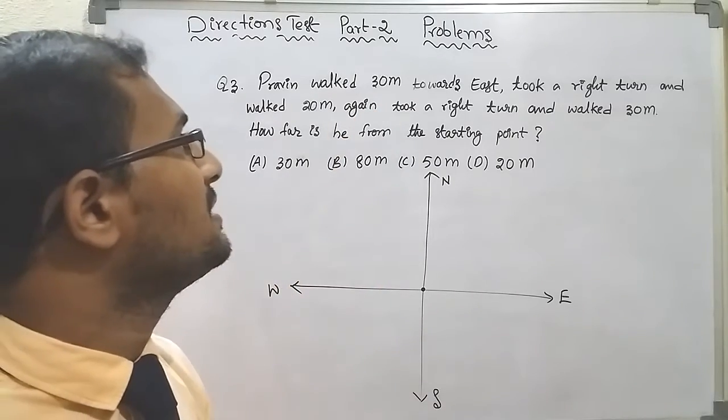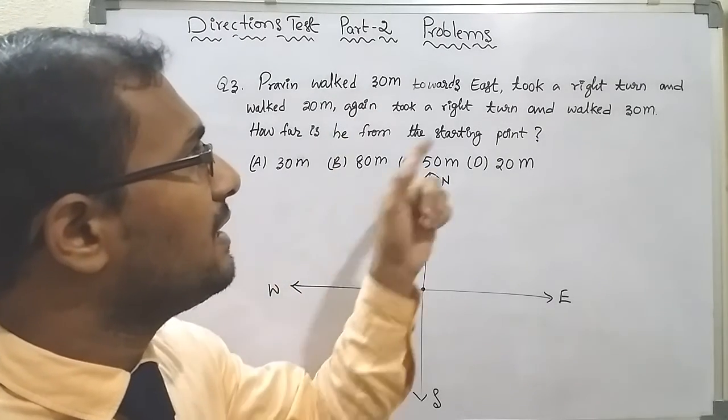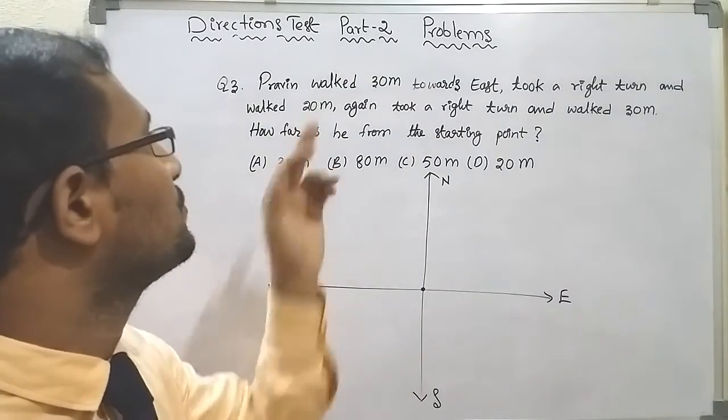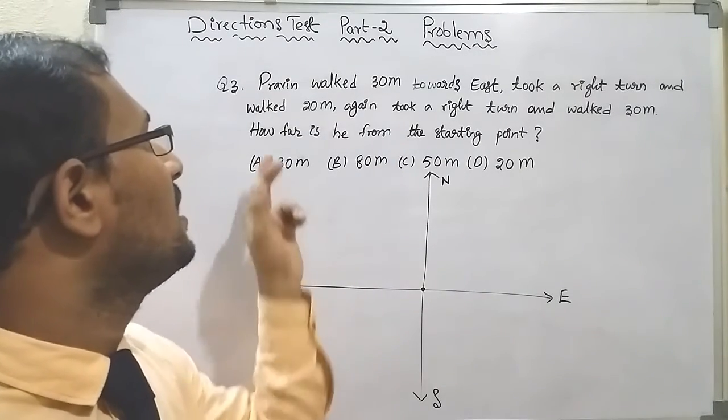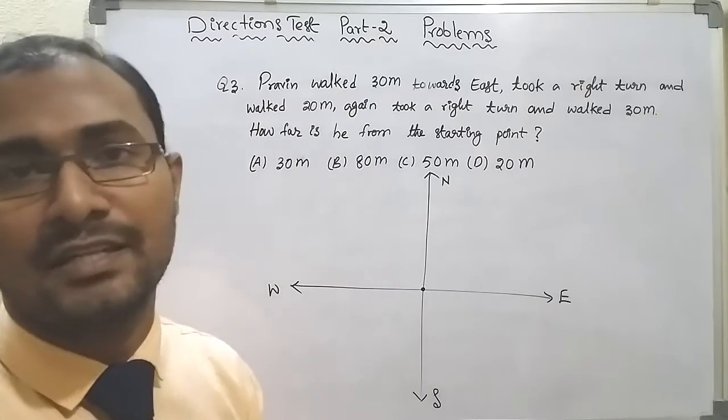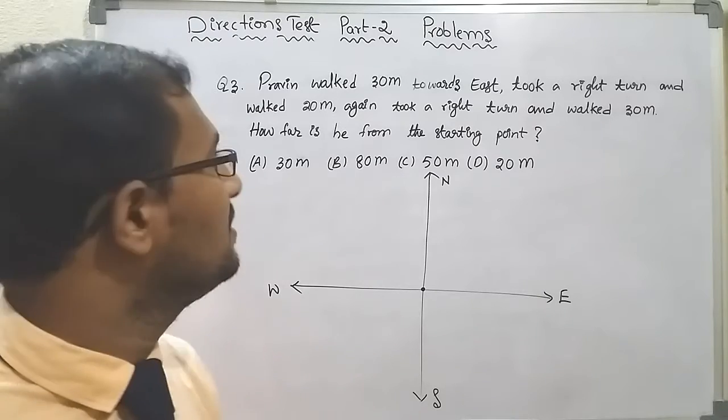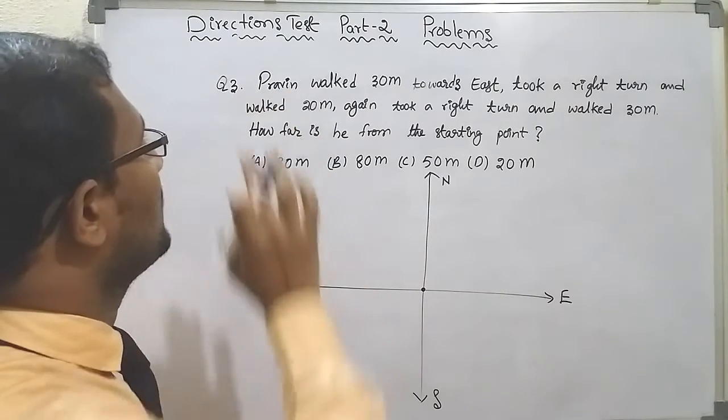Praveen walked 30 meters towards the east direction, and he took a right turn and walked 20 meters. Again he took a right turn and walked 30 meters. How far is he from the starting point? This is the question. Let me start to solve it.